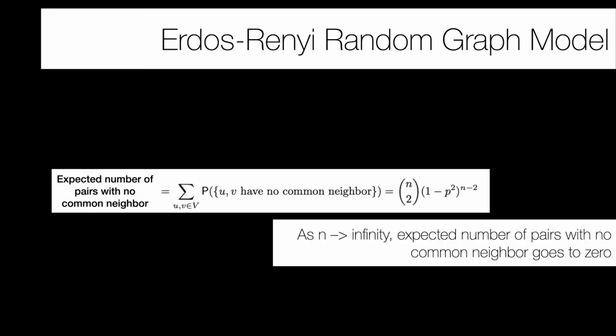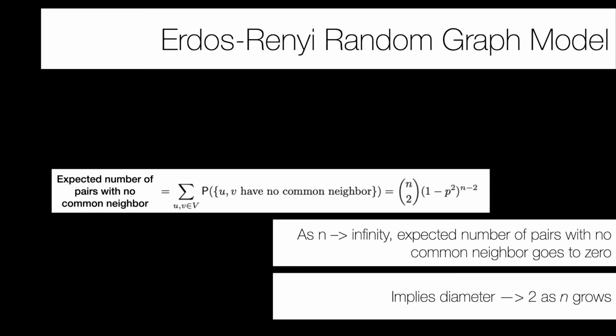And critically, as n goes to infinity, this quantity (1 minus p squared) will go to 0, because p squared is going to be some value less than or equal to 1, and 1 minus some value of less than or equal to 1 is going to be some value less than 1. So as we increase the exponent of this value, that value goes to 0, giving us that as n grows arbitrarily large, the diameter of any ER graph has to be 2, because we would expect there to be no such pair for infinitely sized graphs that have no common neighbor.